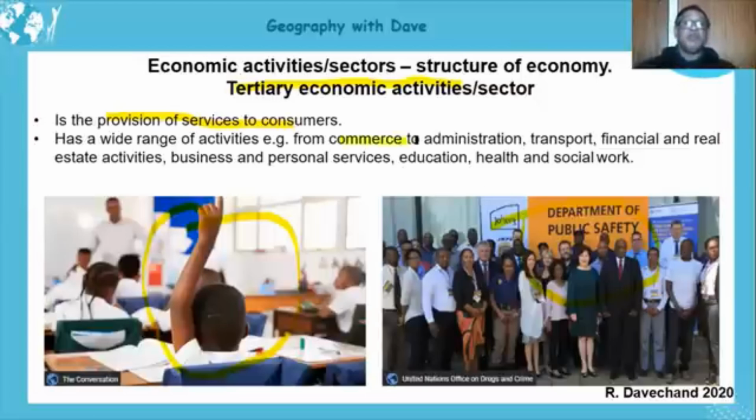This is very wide, from commerce to administration. Commerce is all the businesses, etc. Administration, you understand, to transport, because that's a service. The construction may be building, but then roads offer a service to people moving around. Financial, you understand, your banks, etc. Real estate, your activities, your selling of houses, personal services, businesses, education, health, like hospitals, etc., social workers. So there's various, eh? Right.